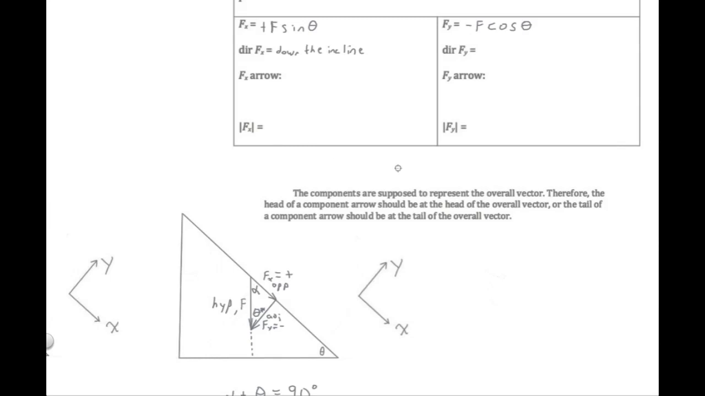All right, and then our fx arrow points in this direction, down the incline. And the magnitude of fx is f sine theta. Now I'm not going to include the plus sign, because magnitudes would never be negative. So there's no need to emphasize that this is positive. Let's go through a similar process here.